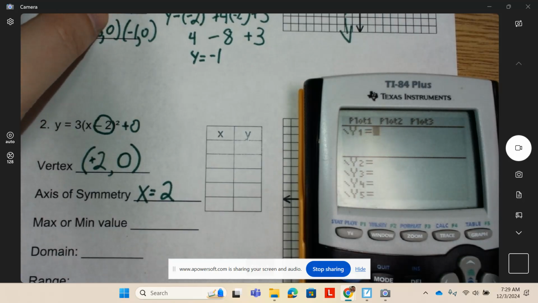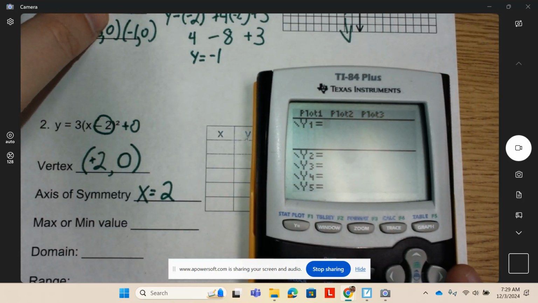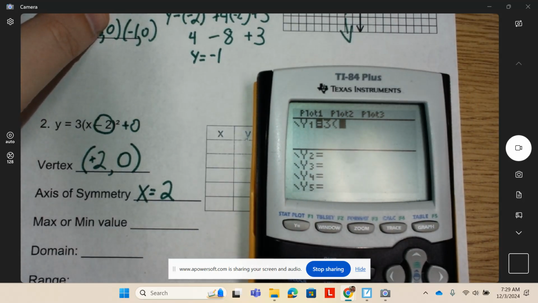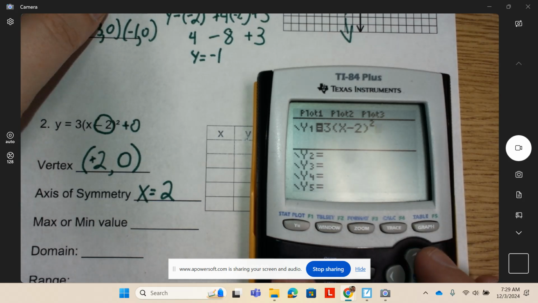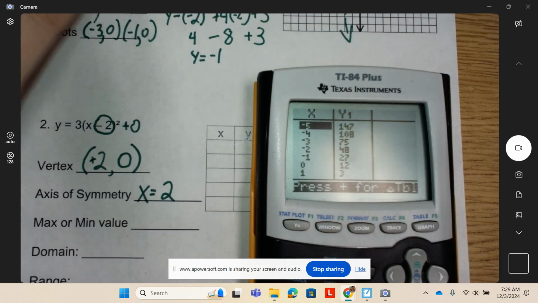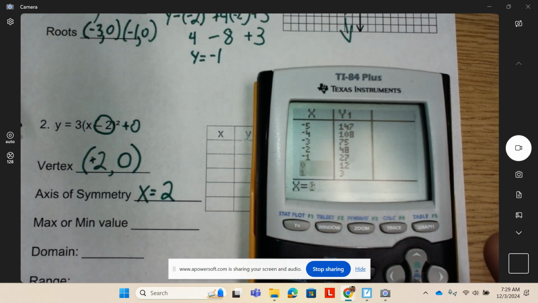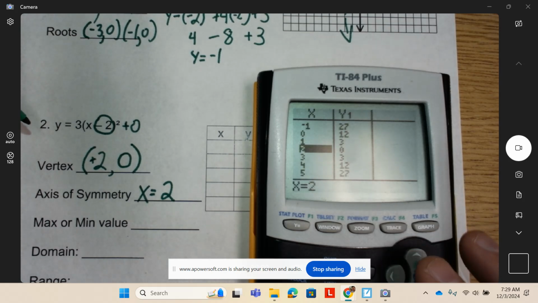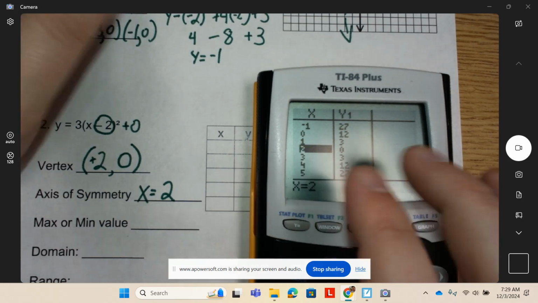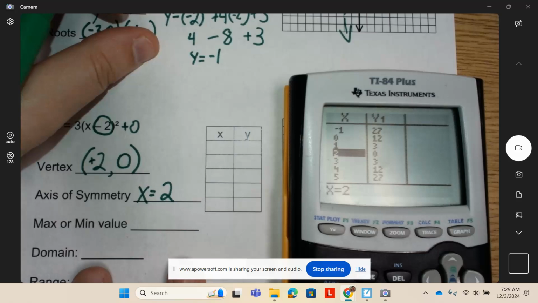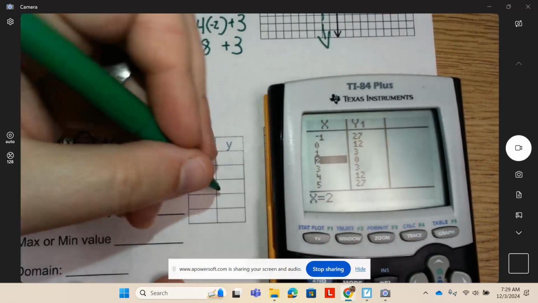We'll clear out our last one. I'm going to do 3x minus 2 squared. And I don't need to put that +0. And then I'll look at my table. So I'm looking for +2. And again, it looks like that's a minimum, but let's go ahead and fill in a few values first.